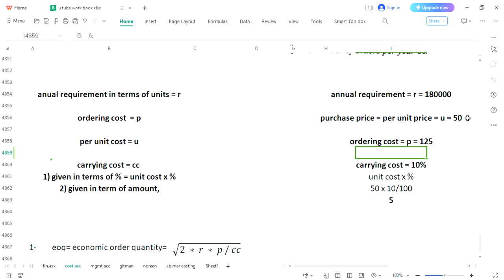So all inputs are ready. You can see the first formula is economic order quantity. We needed R, annual requirement, 180,000. Then P, cost of placing an order, which is 125, and then carrying cost. Carrying cost is denoted with CC, and we have also calculated CC, which is 5. All inputs are ready. From here we can put in our formula for the economic order quantity.